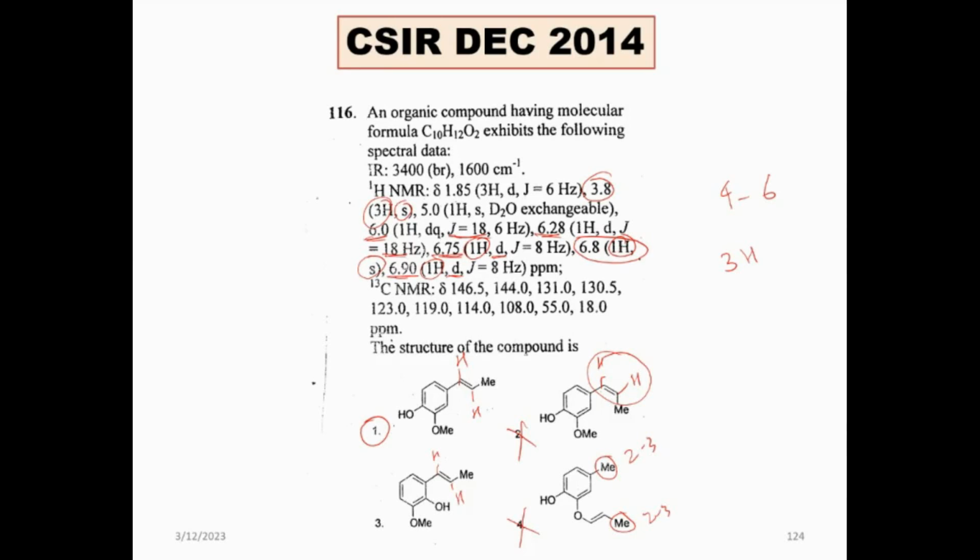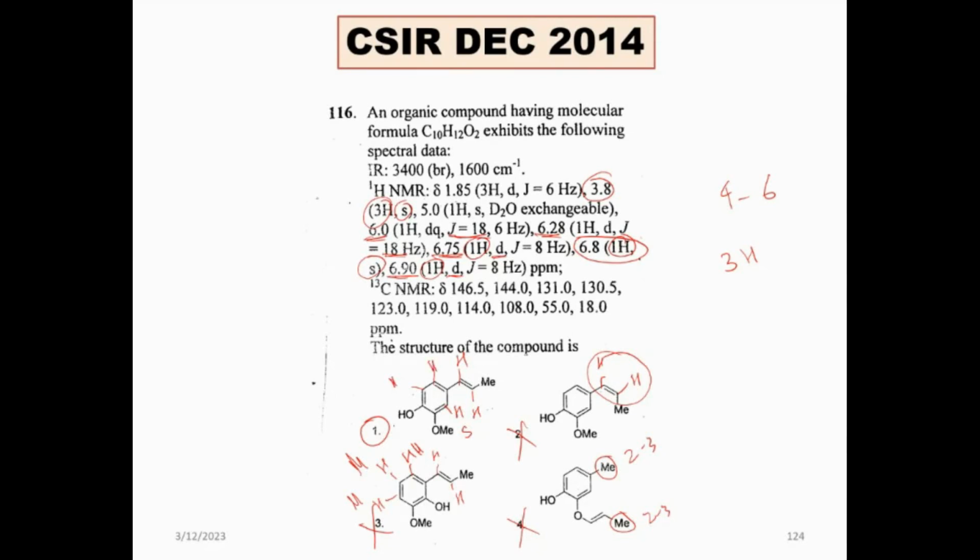So based on that, what can I say? Which option can I rule out? Option 3. Very good. Why? Because if I take this particular option, there are 3 hydrogens in the aromatic region. This will be a doublet, this will be a triplet, and this will be a doublet. So this will not give you a singlet in the aromatic region, but here you have a hydrogen that will be a singlet, and this will be a doublet, this will be a doublet. Very good.